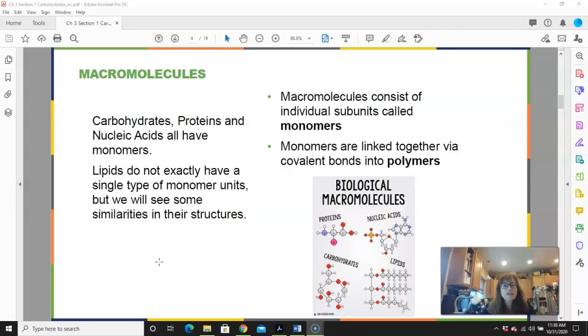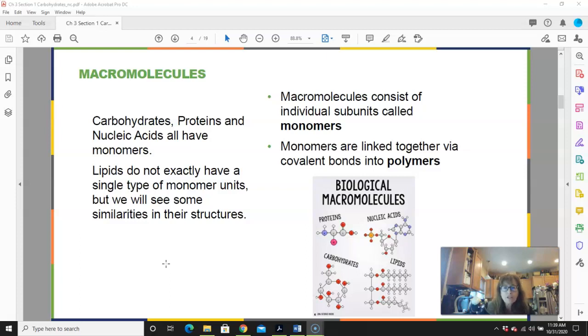Here we can see some description of this, but what we're really interested in is the fact that when we look at a macromolecule, macro means large. So what we're looking at are much bigger molecules than what we've typically looked at. And we are also interested in understanding what is a monomer and what is a polymer.